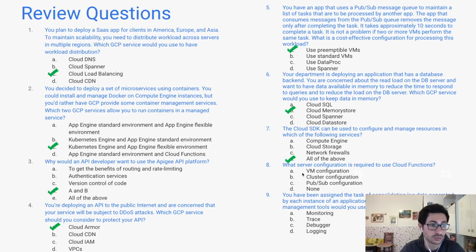What server configuration is required to use Cloud Functions? VM configuration? No, because they are serverless. Cluster configuration? No, they are serverless. Pub/Sub? No. So none.